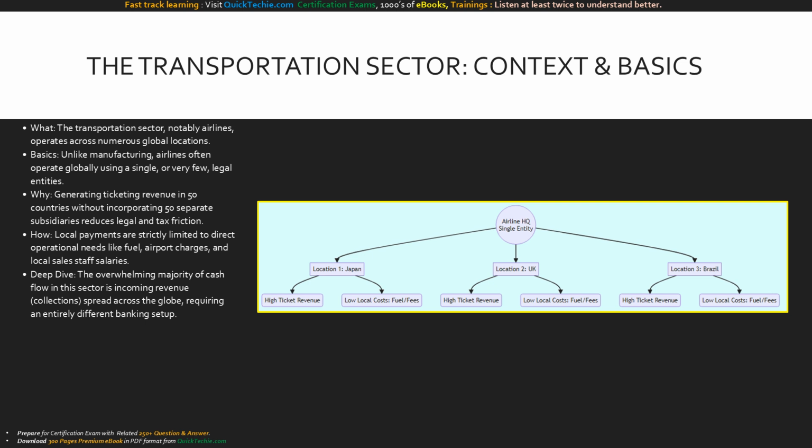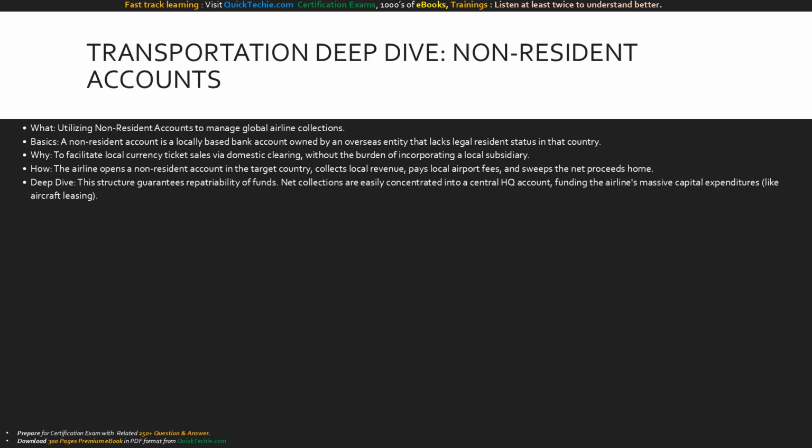This visual highlights a massive structural challenge. If you have huge cash surpluses building up in 50 different countries under one legal entity, how do you get that money home efficiently? That requires a specialized account structure. To solve the airline's cash trap problem, we deploy a highly specific banking tool, non-resident accounts.